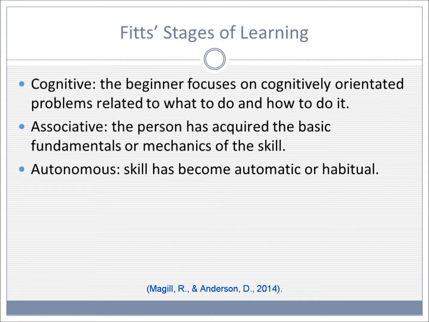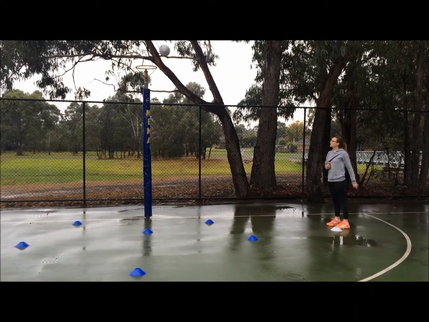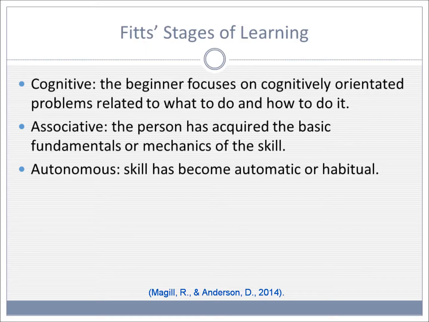Stages of learning can be categorized into cognitive, associative, and autonomous according to Fitts' stages of learning. In the cognitive stage, the beginner focuses on cognitively orientated problems related to how to do the skill. The person can't take in environmental cues and can only focus on trying to achieve the basic fundamentals or mechanics of the skill. Performance during this stage has numerous errors and they are generally large errors.